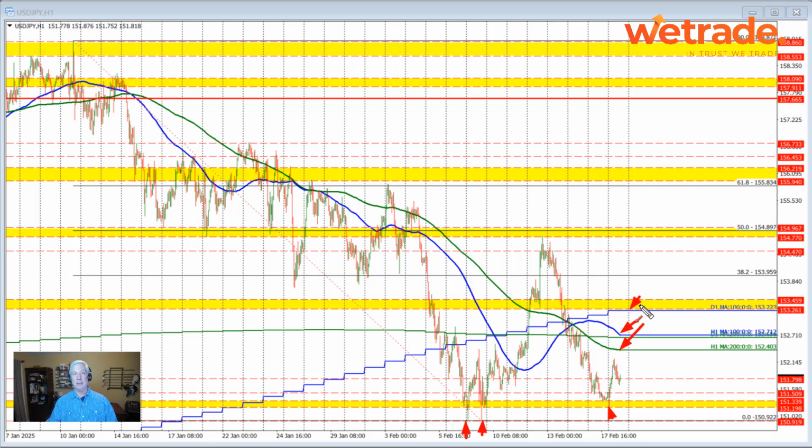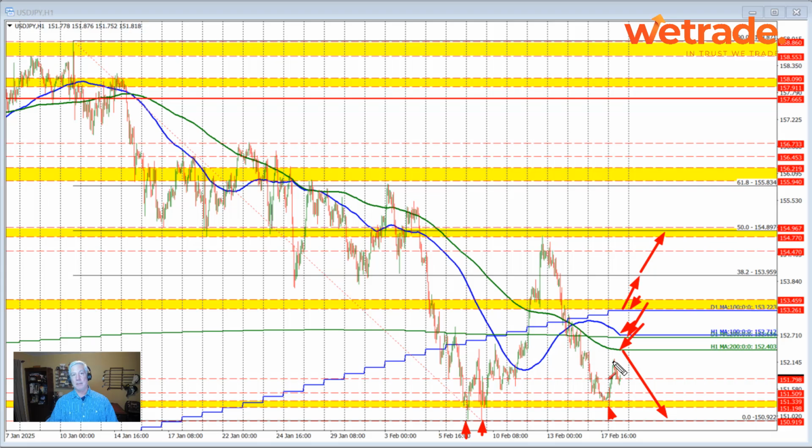And then we have the daily moving averages here with the 100-day moving average up here at 153 and the 200-day moving average right near the 100-hour moving average, so they're one and the same more or less. This area right here in trading this week is going to be the key barometer for bullish above or bearish below. If we're able to stay below that area, then the bias remains to the downside.